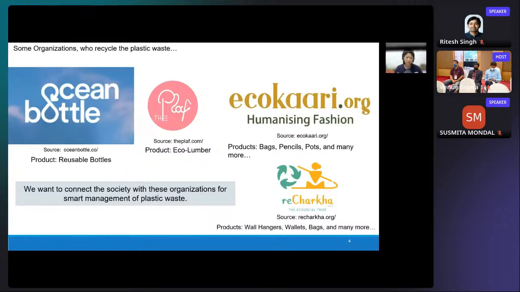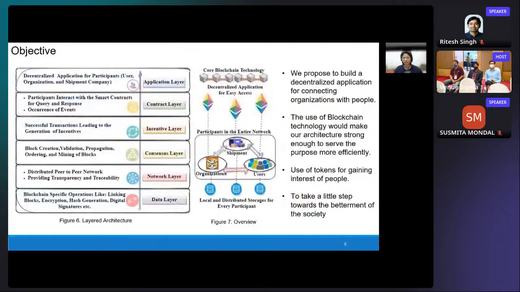Basically, we want to bridge the gap between society and these kinds of organizations, and we want to give a small solution for that so that plastic waste can be reduced. The objective of our proposed model is to build a decentralized and distributed application for connecting organizations with people.